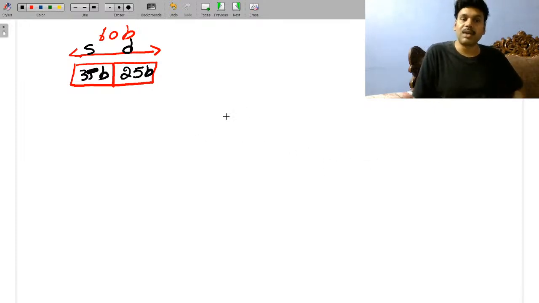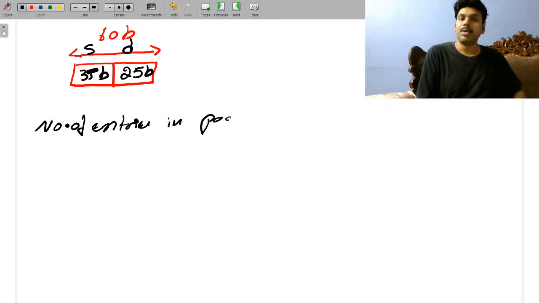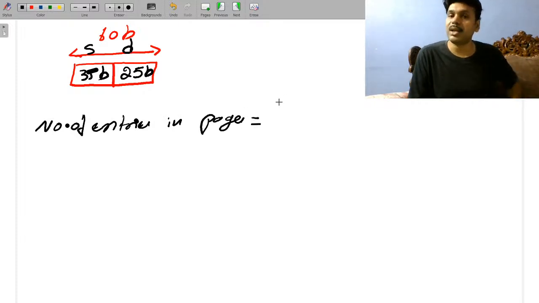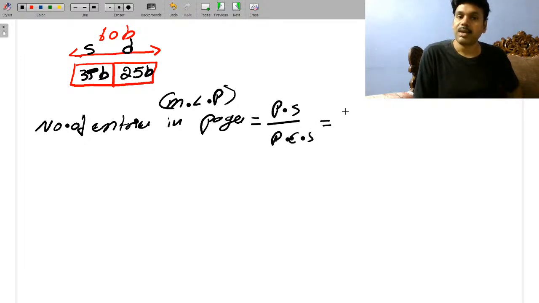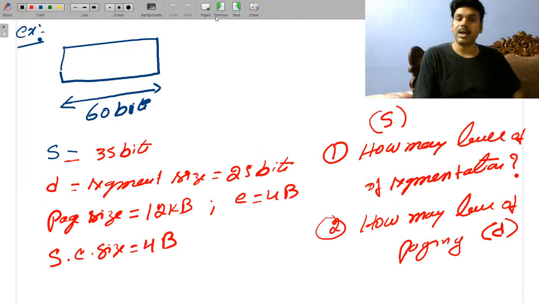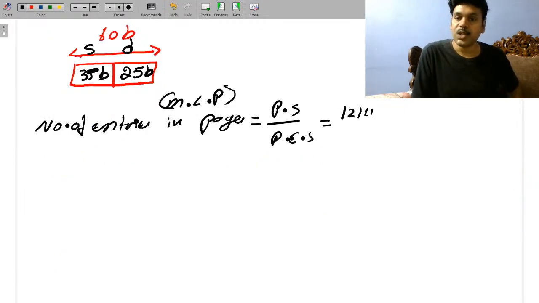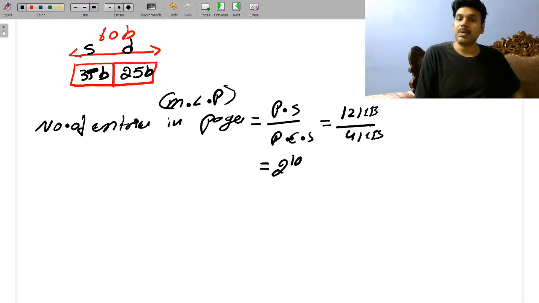Now he is asking only for the number of levels. First of all, the number of entries in a page. We know multi-level paging; I am doing multi-level paging now. What is multi-level paging? Page size divided by page entry size. The page size is already given as 12 KB and the entry is 4 bytes, so 12 KB by 4 bytes means you can keep 2 power 10 entries.